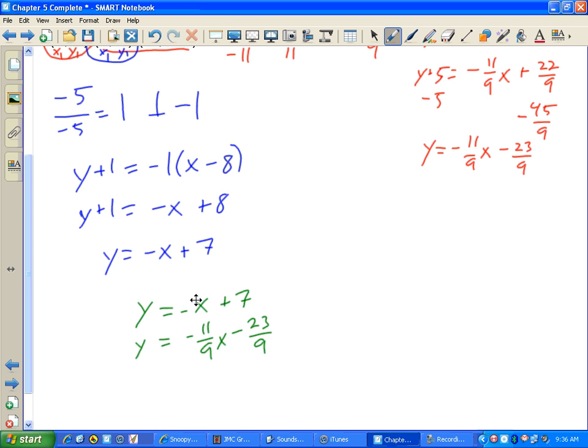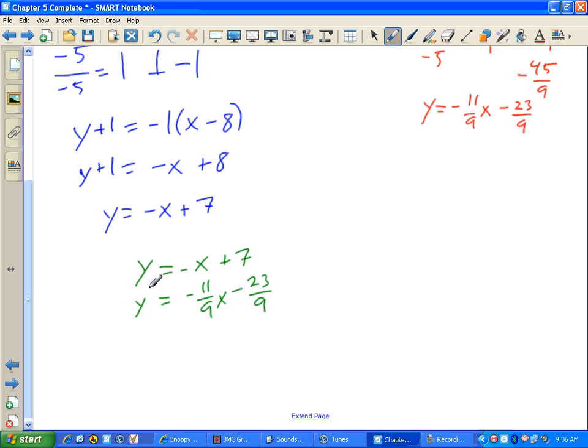Or you can do the linear combination method, which is you'd have to multiply one of these equations by a number that'll make one of its variables the exact opposite of the other. So I could multiply my top equation by negative 1, because then I'd have negative y and positive y, and then you add the equations up and they cancel out. It's just easier to do substitution when you have them solved for y already, though. So I'm just going to substitute this in for the y down here.